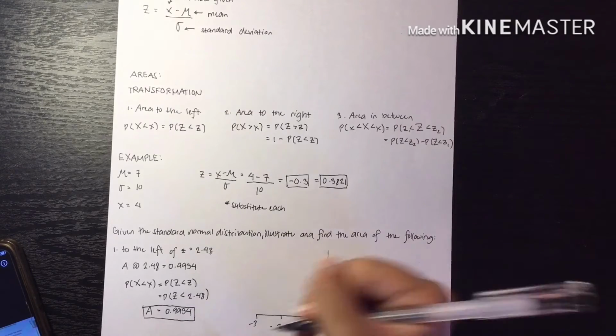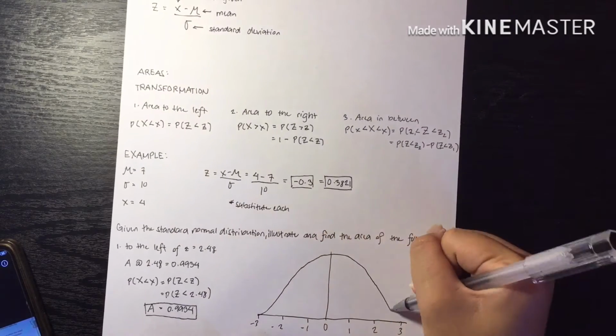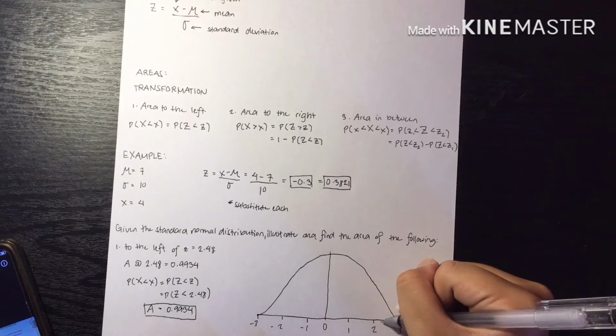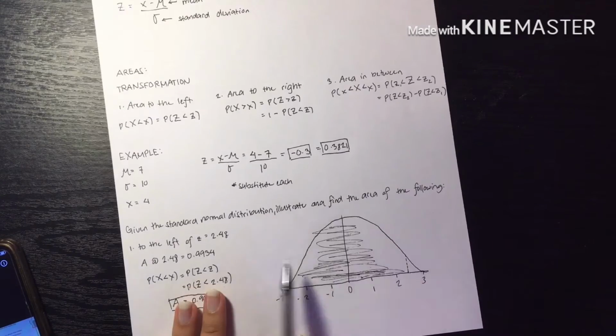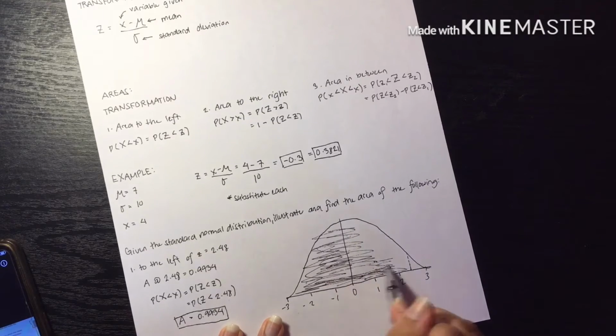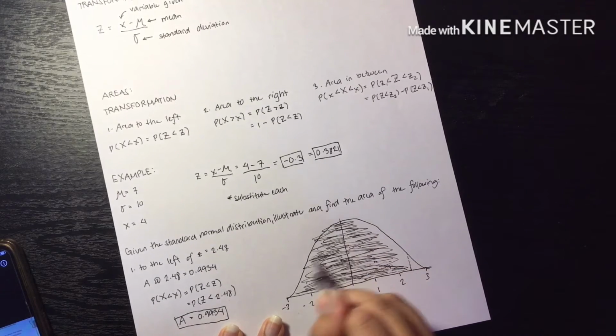To draw it out in this normal curve, since it's to the left, we shade the left part, depending on the value of the z-score of the area to the left. Now, that's your final answer.